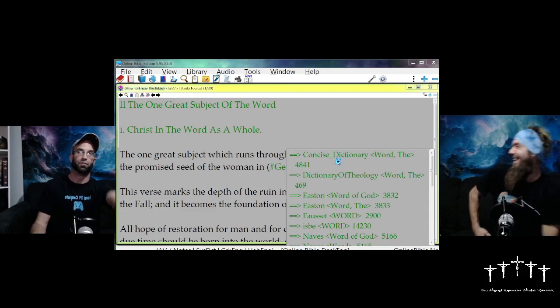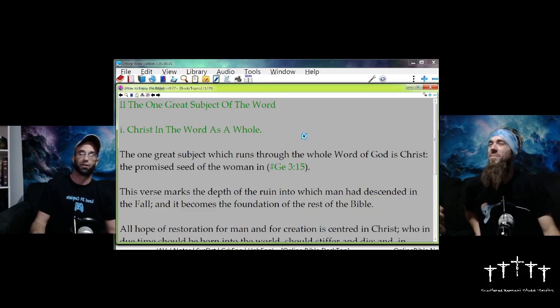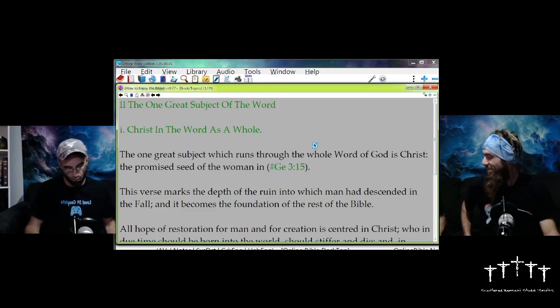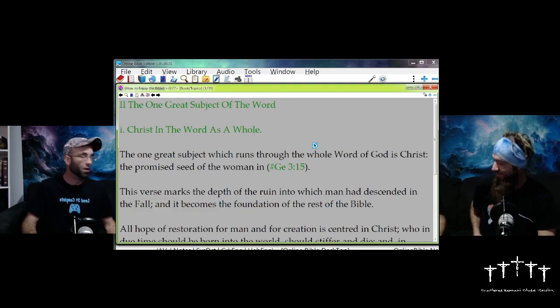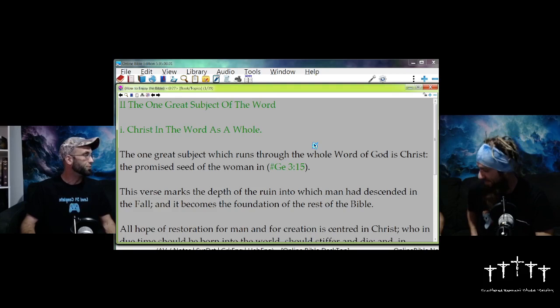As a little preview of this next part, it's awesome. Part two, the one great subject of the word, Christ and the word as a whole. I've been through parts of this book. What we can expect from this, he's going to open up a whole lot of structure, but at the same time, Bullinger's going to give you a rundown. This is how you're going to find him in this book, this one, this one. Not every single time, not every one of the books, every time he's mentioned.